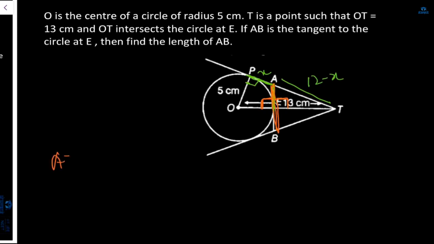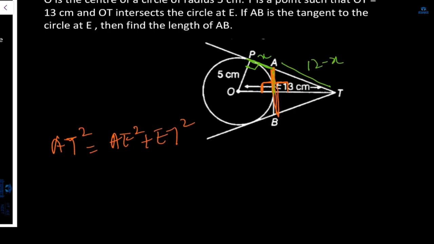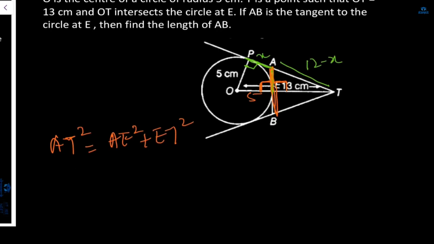So AT square is equal to AE square plus ET square. Yes, ma'am. ET will be what? See, this is 5 centimeter. Acha, okay. Subtract OE from OT. Ma'am, is it AE square or AT square? AE square plus ET square.